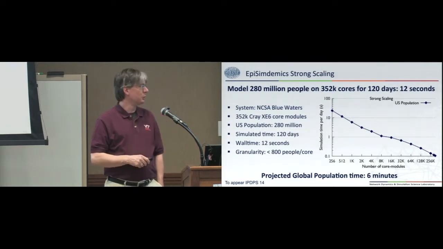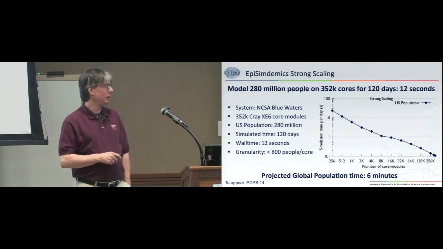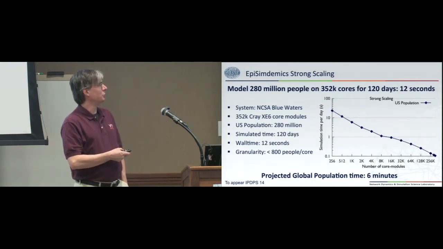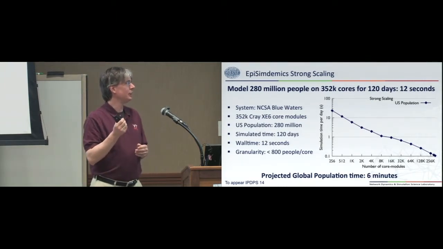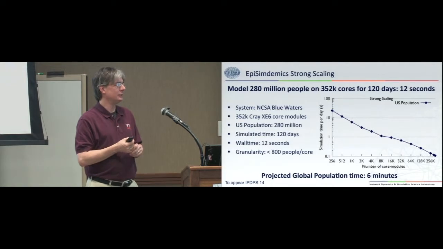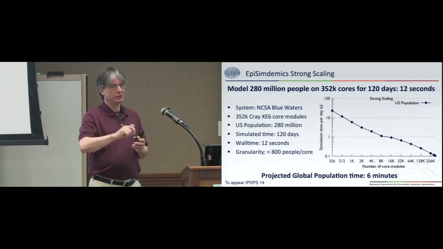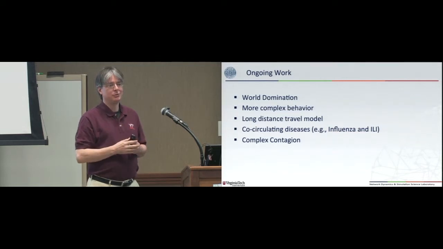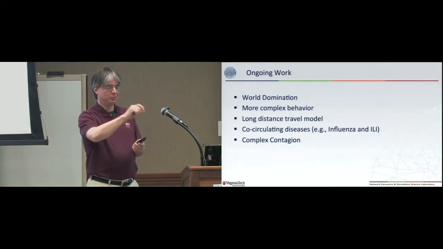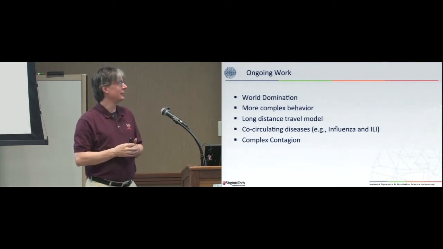That being said, we were able to scale on Blue Waters fairly well. So this is simulating the entire United States at an individual level for 120 days, basically moving people around. There's 1.5 billion activities per day. So that's how many places people go in aggregate.